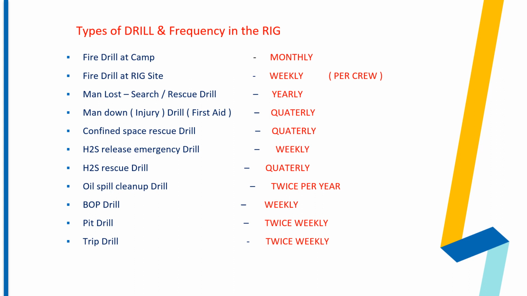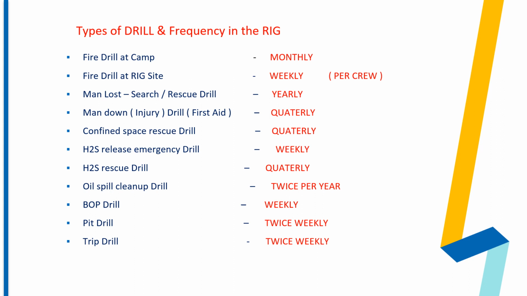Man down injury drill, also called first aid, is quarterly. Confined space rescue drill is quarterly. H2S release emergency drill is weekly. H2S rescue drill is quarterly. Oil spill cleanup drill is twice per year. BOP drill is weekly, pit drill is twice weekly, trip drill is twice weekly.